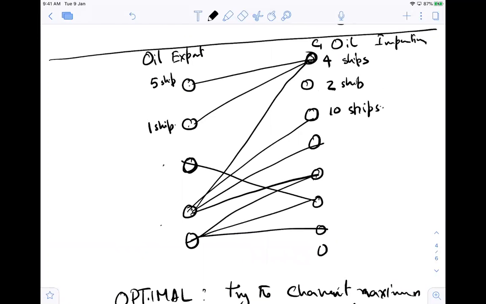Now see, if you are only concerned about the world as a whole, you don't care about whether a particular country gets the maximum or not. But the main idea is that there is this much demand overall in the world, there is this much supply overall in the world. I want to match it as much as I can. Okay, how do you solve it? Is the problem clear?